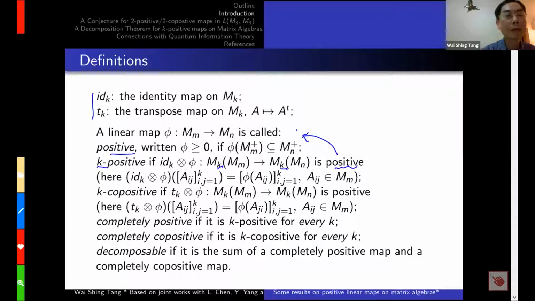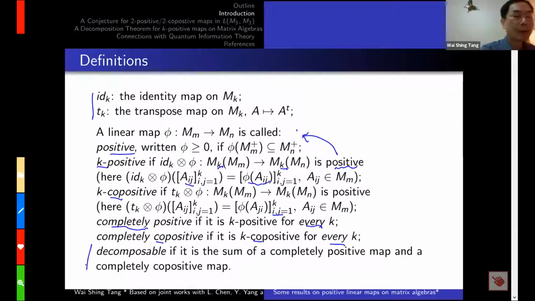Now, of course, quite often I will consider the identification in the blockwise manner. That means it sends the K by K matrix with Aij at the ij position to phi of Aij at the ij position. Whereas it's said to be K co-positive if the tensor product of the transpose map with the map phi itself is positive. Okay. Now it means that when I consider the block matrix Aij, it will be mapped to phi of Aji. And such a map phi is said to be completely positive if it is K positive for every K. And then it's completely co-positive if it is K co-positive for every K.